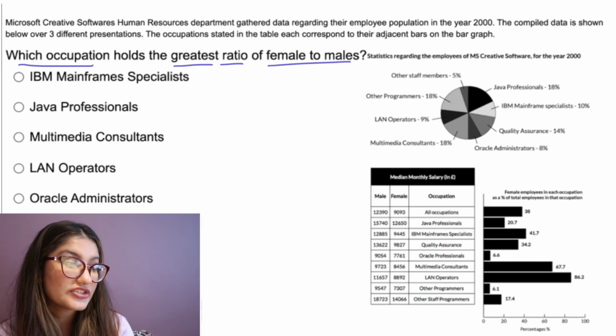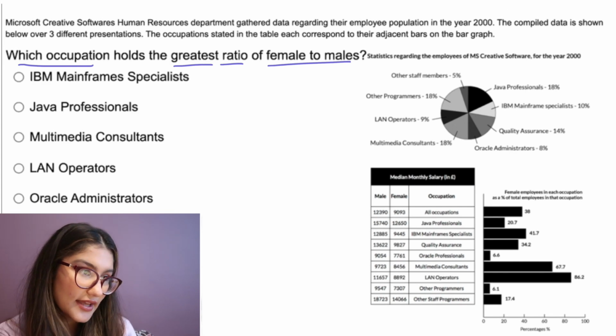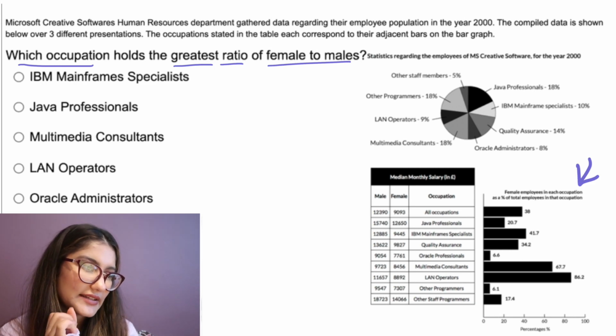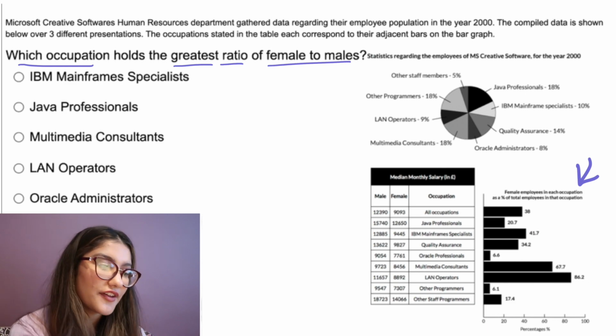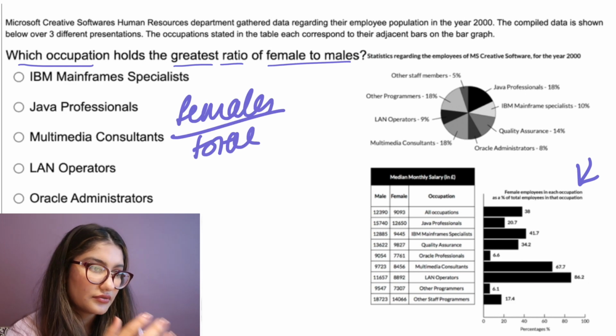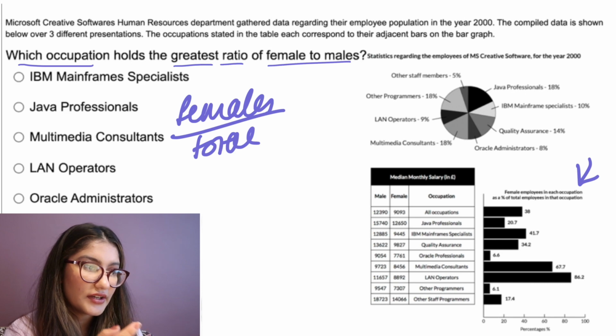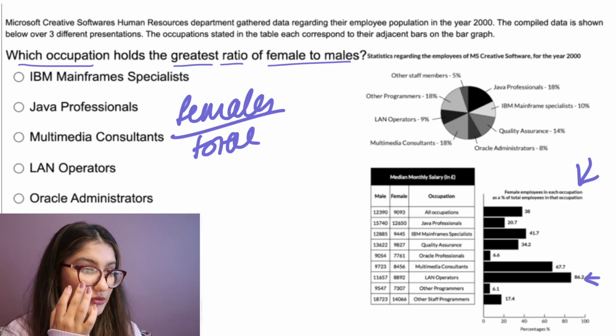Okay, so which occupation holds the greatest ratio of females to males? This I've already seen is like that little chart thing, and it says female employees in each occupation as a percent of total employees in that occupation. So that would be females over total. So which one has the greatest ratio would be the biggest number there. So I'm assuming it's LAN operators.